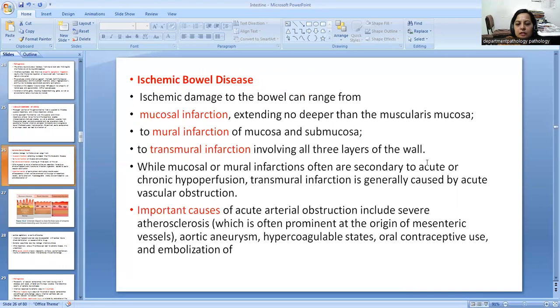Ischemic bowel disease. Ischemic damage to the bowel can range from mucosal infarction extending no deeper than the muscularis mucosa, to mural infarction of mucosa and submucosa, to transmural infarction involving all three layers of the wall. While mucosal or mural infarctions often are secondary to acute or chronic hypoperfusion, transmural infarction is generally caused by acute vascular obstruction. Important causes of acute arterial obstruction include severe atherosclerosis, aortic aneurysm, hypercoagulable states, oral contraceptive use, and embolization.